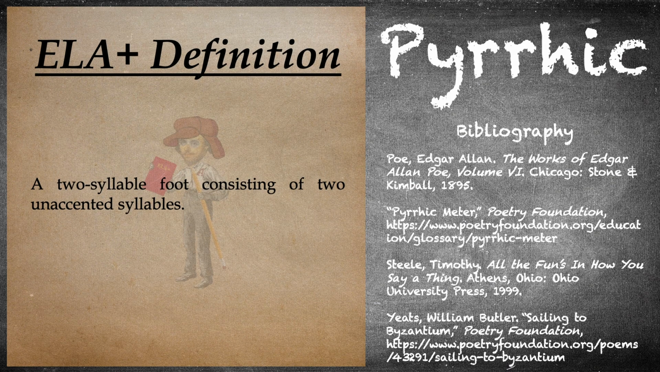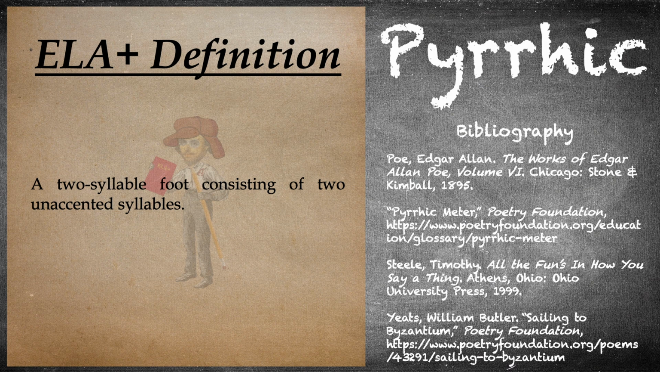So from these definitions, we gather that a Pyrrhic is a metrical foot of two syllables, and a Pyrrhic has two unaccented syllables. ELA Plus therefore defines the Pyrrhic as a two-syllable foot consisting of two unaccented syllables. Now, we want to stress that we struggled mightily with this definition. We decided to define the Pyrrhic as a two-syllable foot consisting of two unaccented syllables, even though, as we'll shortly argue, we do not believe the Pyrrhic is really a metrical foot at all.